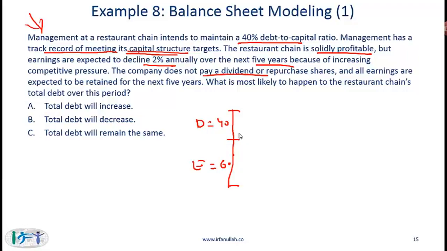stay. Then we are saying that the company is solidly profitable but the profits are going to come down. That means that there will still be profits, and we are also told that those profits are going to be retained. So what that means is that if the profits are going to be retained, then equity will actually increase. If all the profits are being retained, then relative to where we were, equity is going to increase. If equity is going to increase and we need to still maintain the same capital structure, then that means that debt also has to increase. So the best answer is A.